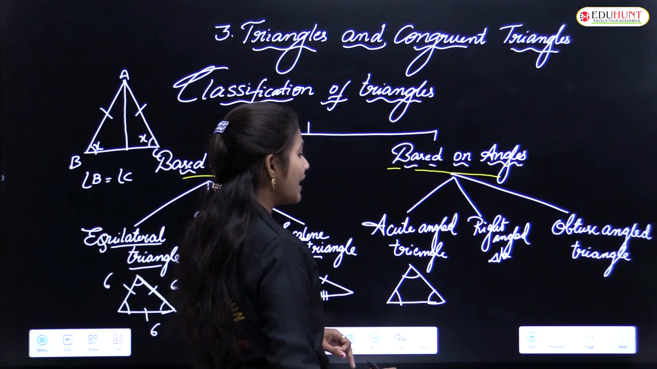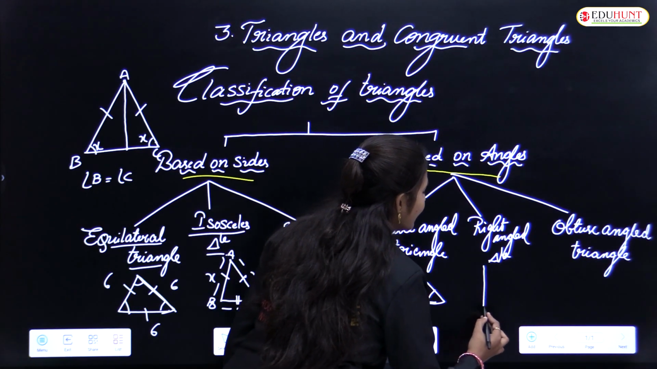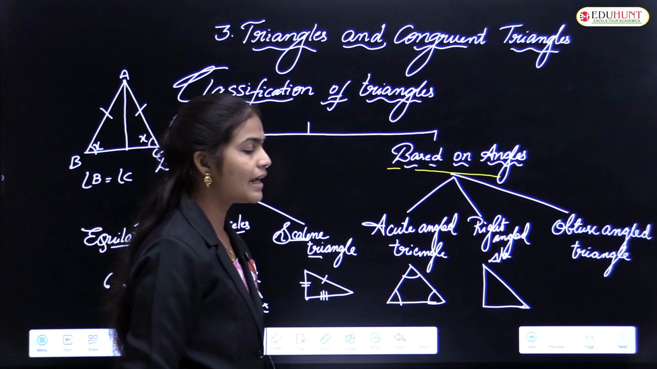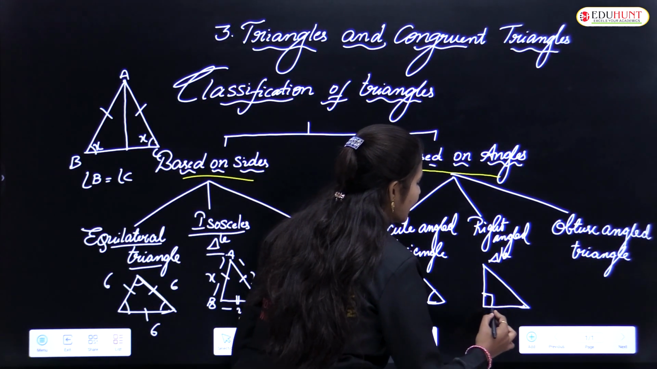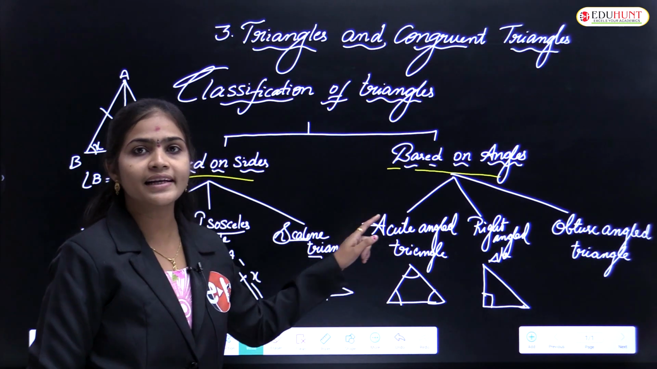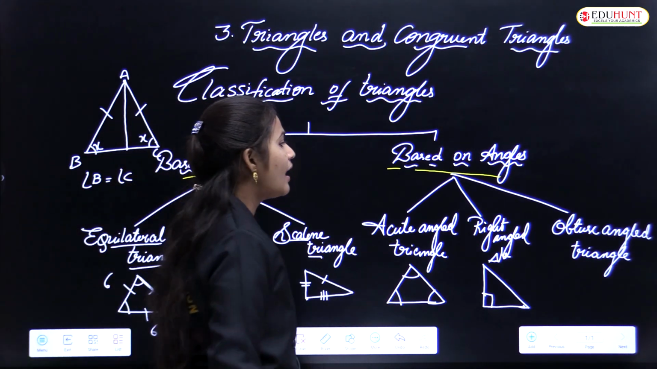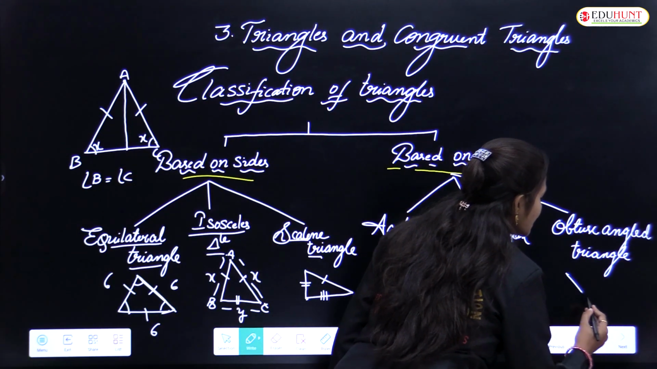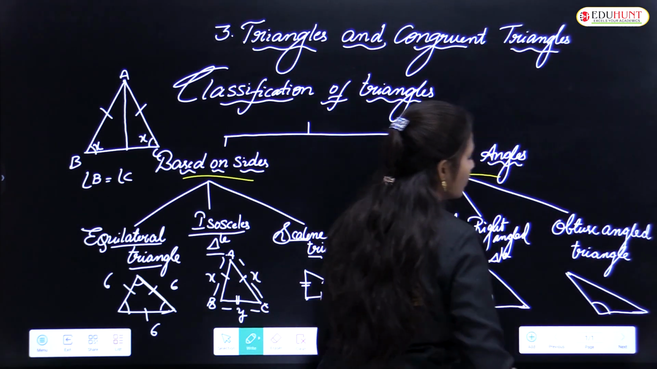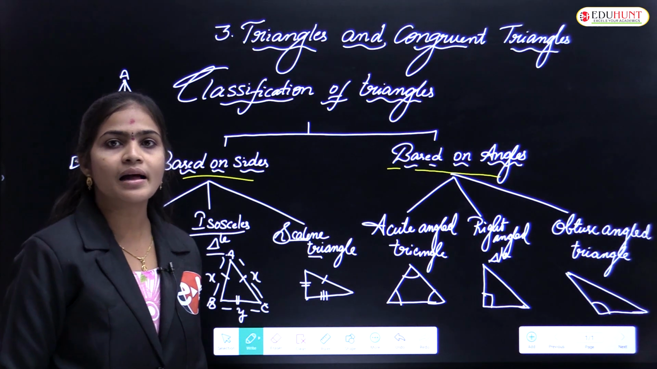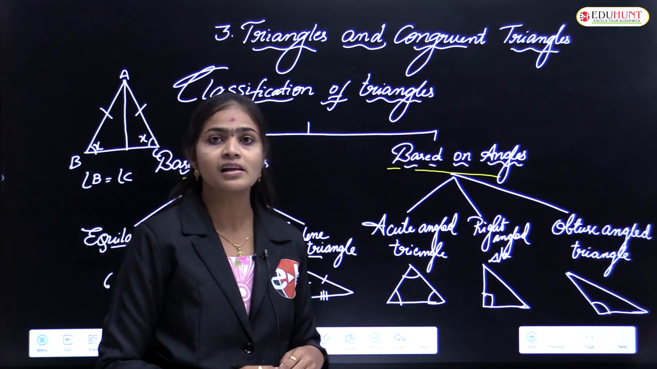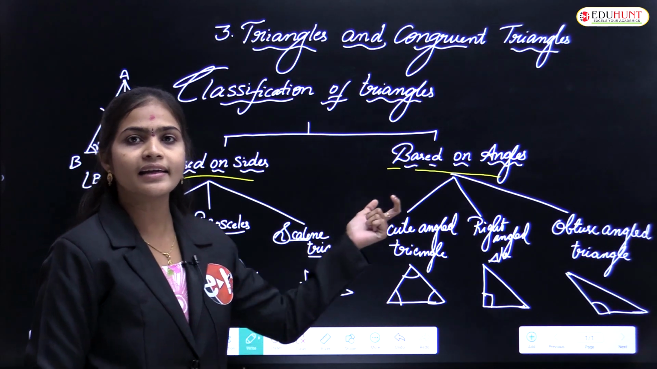Now a right angled triangle means a triangle has one right angle. One of the angles is a right angle in the triangle. So we call that triangle a right angled triangle. And an obtuse angled triangle means one of the angles is obtuse. If one angle in a triangle is an obtuse angle, then we call that triangle an obtuse angled triangle. So here I am saying acute angle, right angle, obtuse angle.